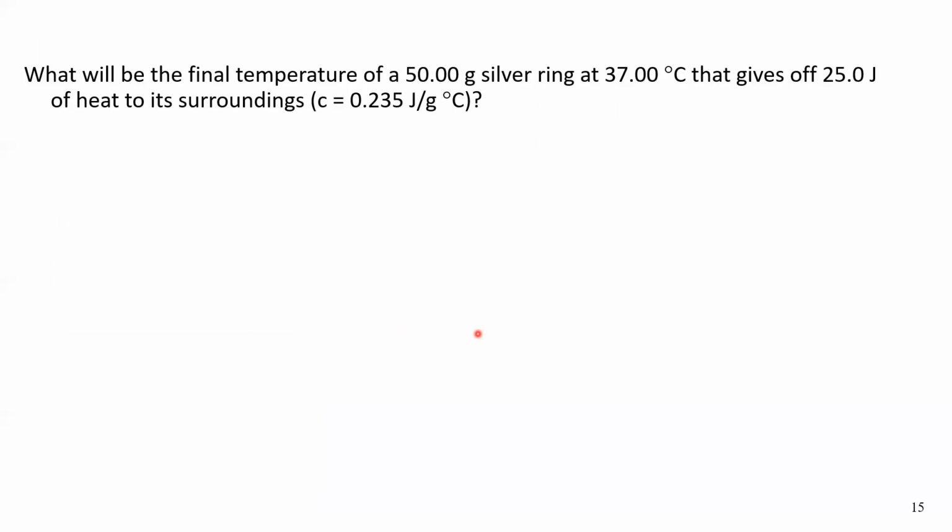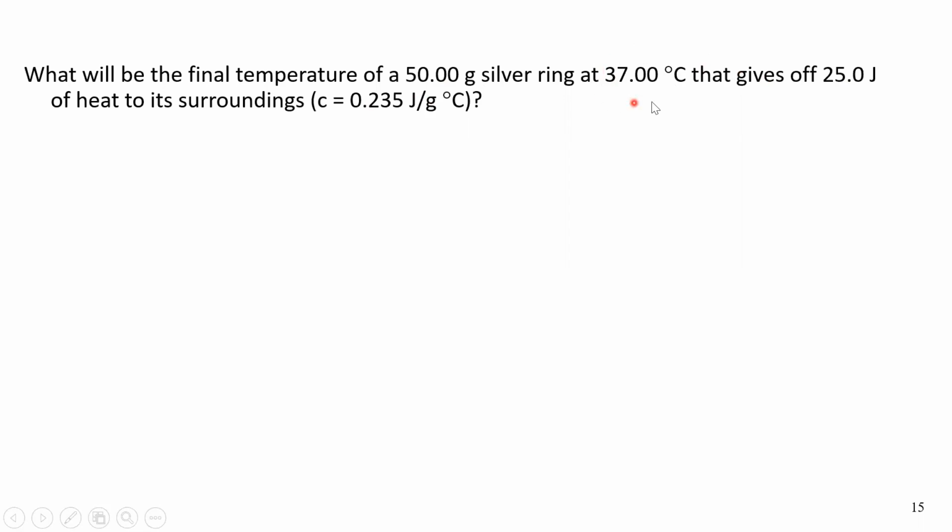So here's another question, same concept, but we're going to calculate a different variable. So there is going to be a little bit of algebra involved in the problem. It says, what will be the final temperature of a 50.00 gram silver ring at 37.00 degrees Celsius that gives off 25.0 joules of heat to the surroundings. And it gives us the specific heat for silver. We could look it up on a table, but it's given to us in the question: 0.235 joules per gram degree Celsius.